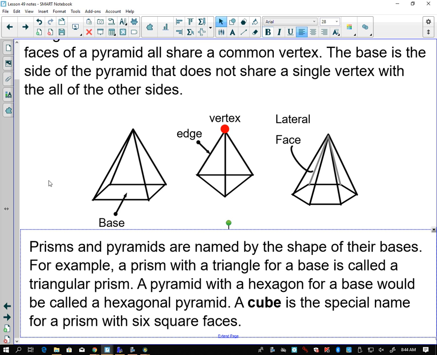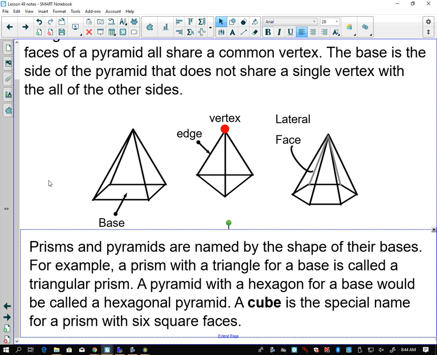Okay, prisms and pyramids are named by the shape of their bases. That's why I called that a hexagonal pyramid, because the base was a hexagon. The base of a pyramid is going to be the name of the pyramid. So it could be a square pyramid because the base is a square, or a hexagonal pyramid because the base is a hexagon. You could have a pentagonal pyramid or a pentagonal prism.